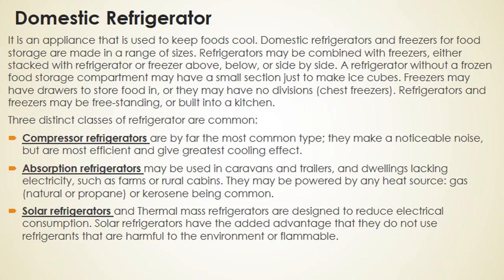Okay, now let's talk about the domestic refrigerator. It is an appliance that is used to keep foods cool. Domestic refrigerators and freezers are used for storing food. They come in many different sizes and models with various modifications. Okay, there are some refrigerators that might be combined with freezers. Sometimes below the refrigerator, or sometimes above the refrigerator, there is a compartment for the freezer.